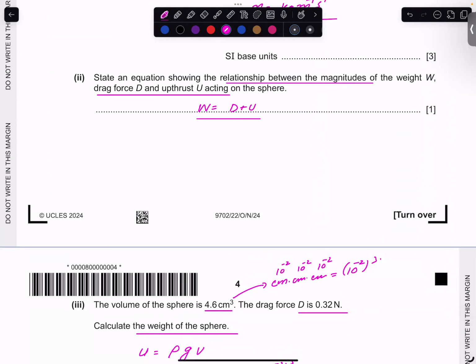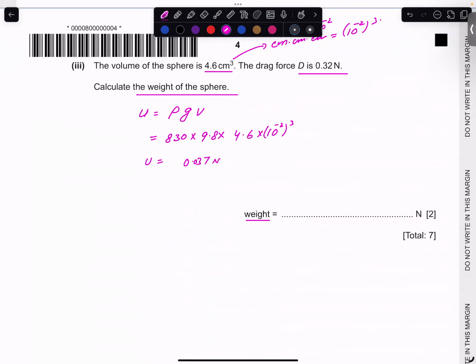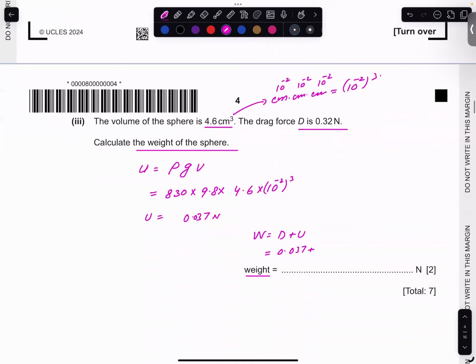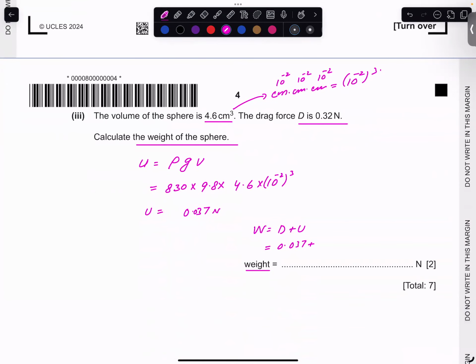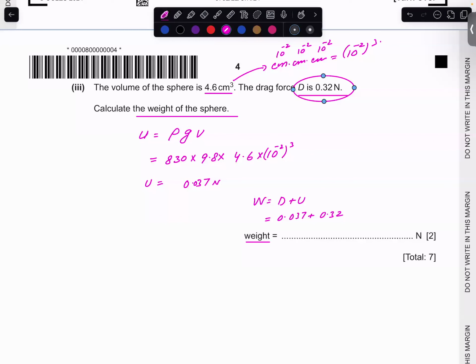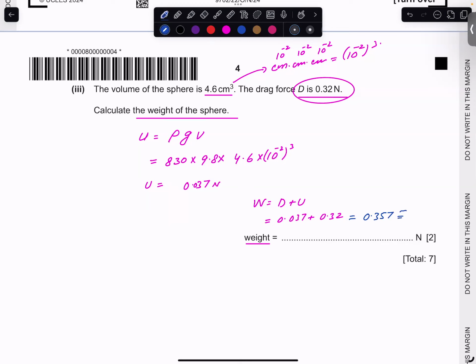I have to find the weight, and according to part number 2, the weight is equal to drag plus upthrust. So W is equal to drag plus upthrust. Upthrust is 0.037 and drag is 0.32, which is given in the question. If I add these, the calculator gives the answer 0.357, and the rounded off answer is 0.36 Newton.